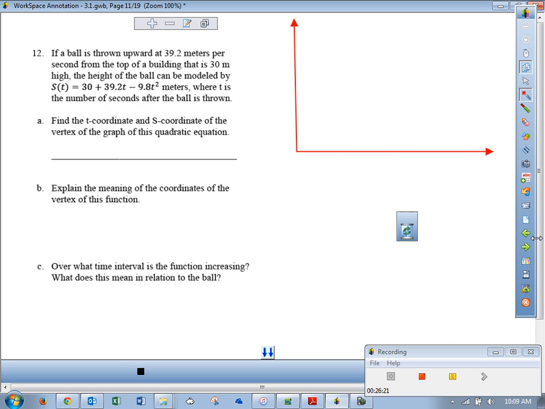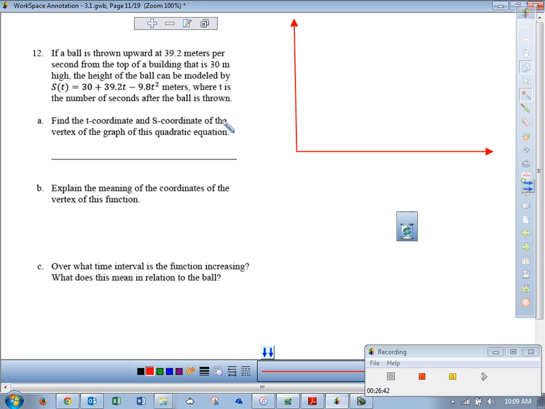Story time. If a ball is thrown upward at 39.2 meters per second from the top of a building that is 30 meters high, this equation gives you what happens to that ball, where t is the number of seconds after the ball is thrown. Find the t-coordinate and s-coordinate of the vertex of this quadratic equation.